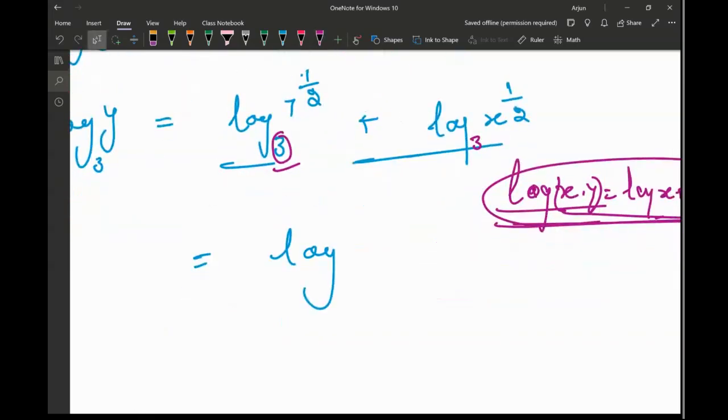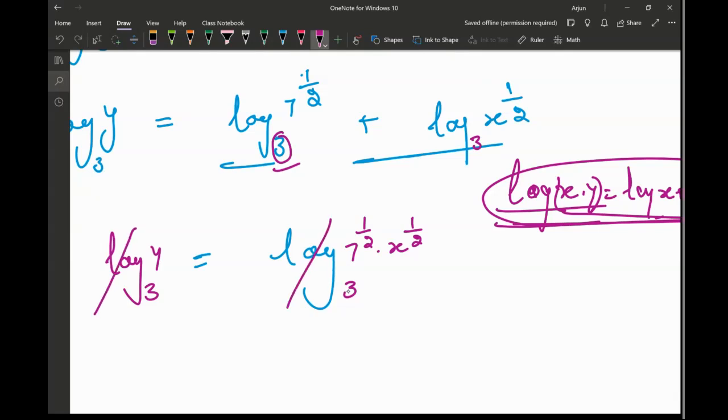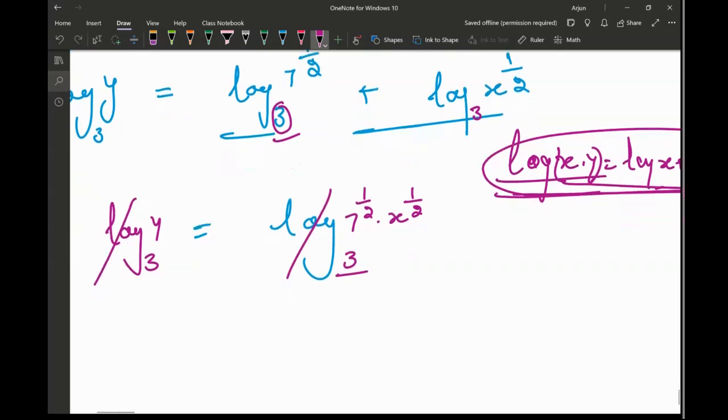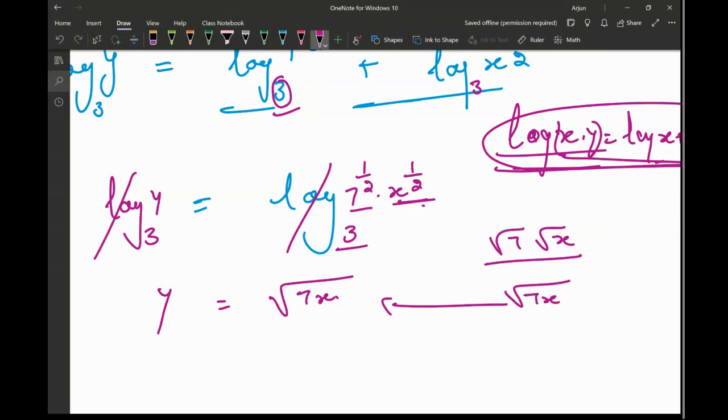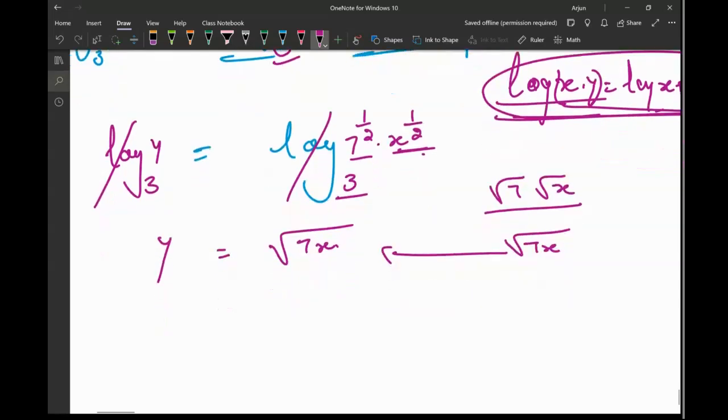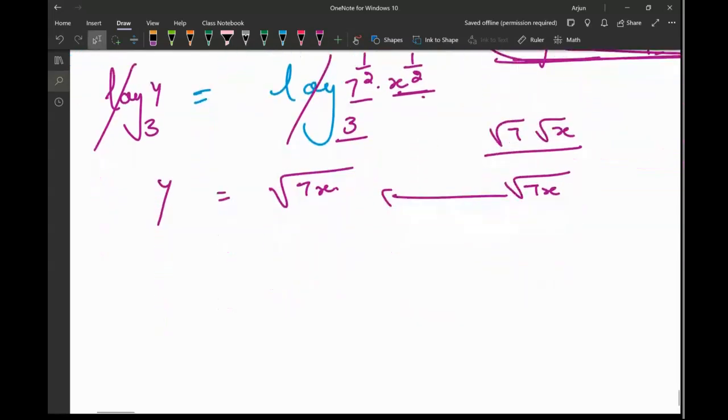All right, so now let's apply that formula. Log of 7 to the power of 1 over 2 times x to the power of 1 over 2, base 3. Log of y base 3, and this cancels out because the base is the same on both sides. So y equal to the square root of 7x. Because this is a square root and this is a square root, you can write the square root of 7 and the square root of x as the square root of 7x. Hopefully you were able to understand what is going on in these questions.